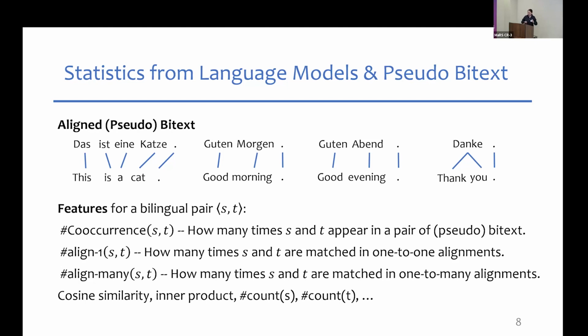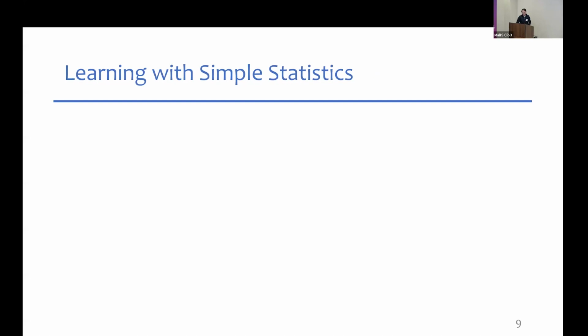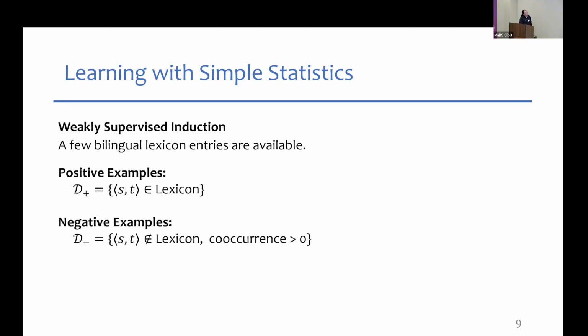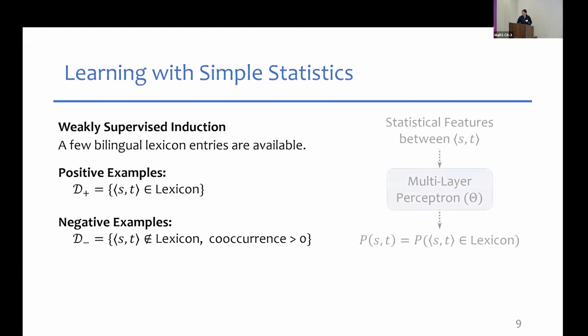What we do next is very simple, that is, concatenate all these features into a feature vector and do weakly supervised induction. In the paper, we also show fully unsupervised induction, but the weakly supervised induction results are more impressive, so that's why I'm showing it here. The setting of weakly supervised induction is given an optionally available lexicon. We extract the positive and negative examples. The positive examples are the pairs existing in the lexicon, and the negative pairs are those not, but with co-occurrence larger than 0 to avoid too many negative examples.